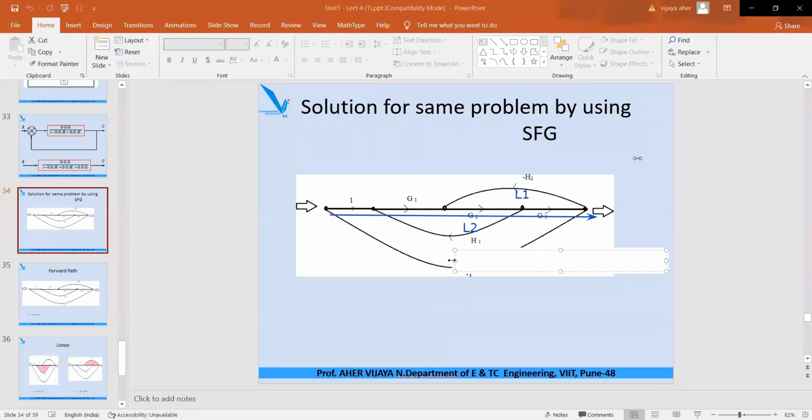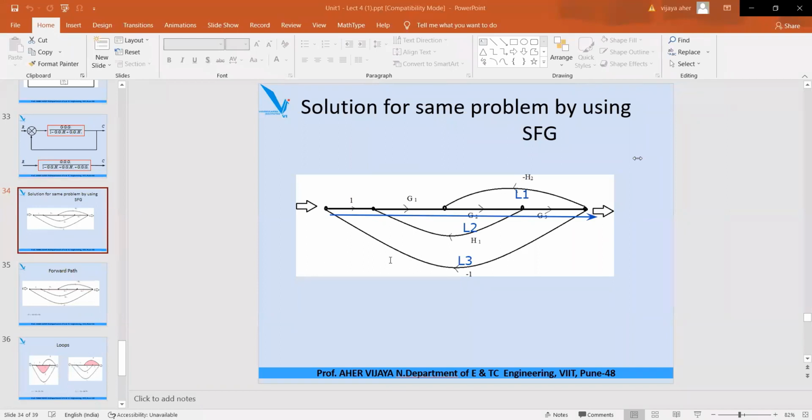हा third loop आहे बघा L3. Loop 3. काय आहे ट्रान्सफर फंक्शन लूप 3 चं बघा. G1, G2, G3 into -1. So you can write L3 is equal to minus G1, G2 and G3. So you are having equation for loop 1, L1, equation for loop 2, L2, equation for loop 3, L3. बरोबर? 3 equation 3 loops चे आले तुम्हाला, right?